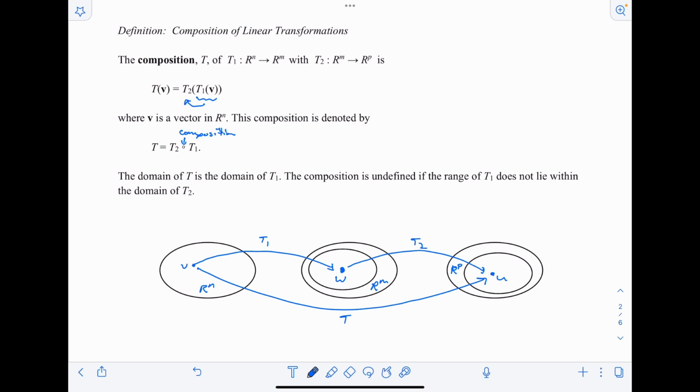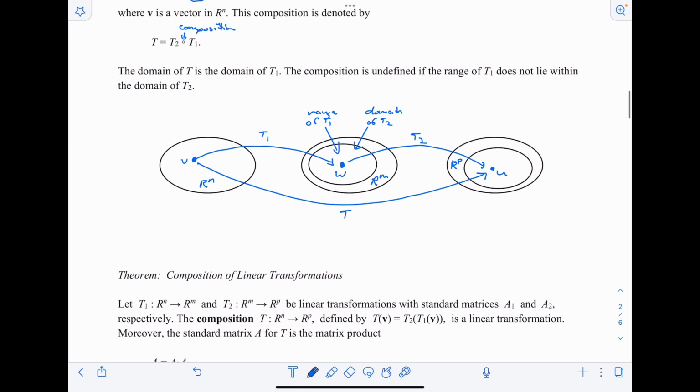Then it says the composition is undefined if the range of T1 does not lie within the domain of T2. Well, as I'm mapping V to Rm, this is the range of T1. These are the outputs from applying T1. But the range of T1 is also the domain of T2, because that's where we're drawing from as we map from Rm to Rp using T2. So the range of T1 has to lie within the domain of T2 or this doesn't work. So that's all that's saying.